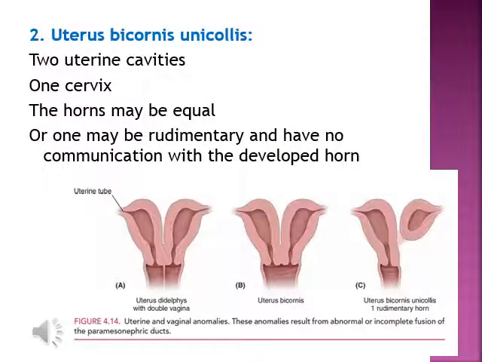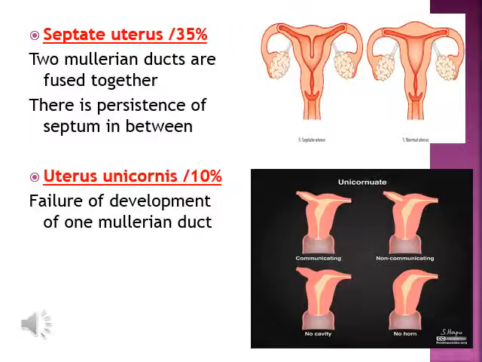The next type is uterus bicornis unicollis. Here two uterine cavities and one cervix will be present. The horns may be equal, or one may be rudimentary and have no communication with the completely developed horn. Coming to the septate uterus, it is 35%, where two Mullerian ducts are fused together. There is persistence of a septum in between. This septum can be a complete one or an incomplete one.